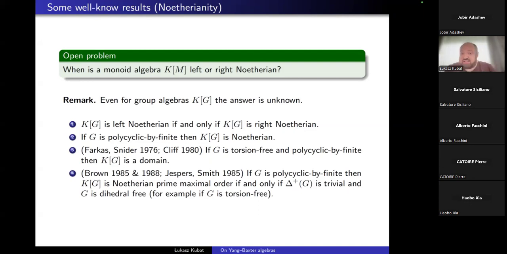Later in the 70s and 80s, Farkas, Schneider, Cleave, Brown, Jespers, Smith, and some other authors proved that if additionally G is torsion-free and polycyclic-by-finite, then KG is not only a Noetherian algebra, but it's also a domain. And it's also possible to characterize, in terms of the torsion part of the finite conjugacy center, when such group algebras are prime.